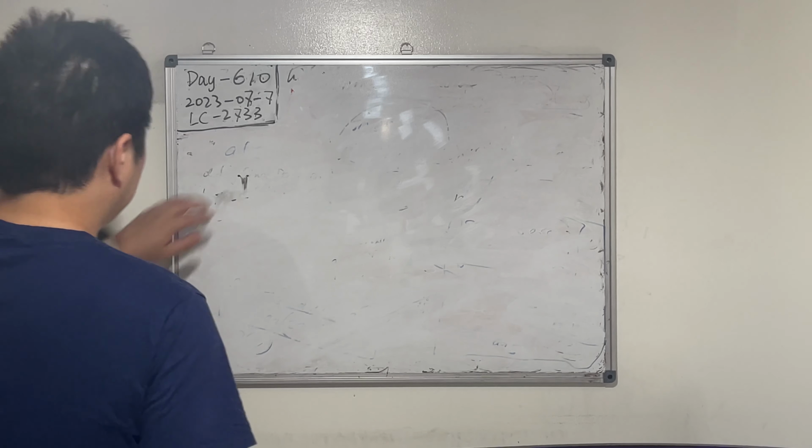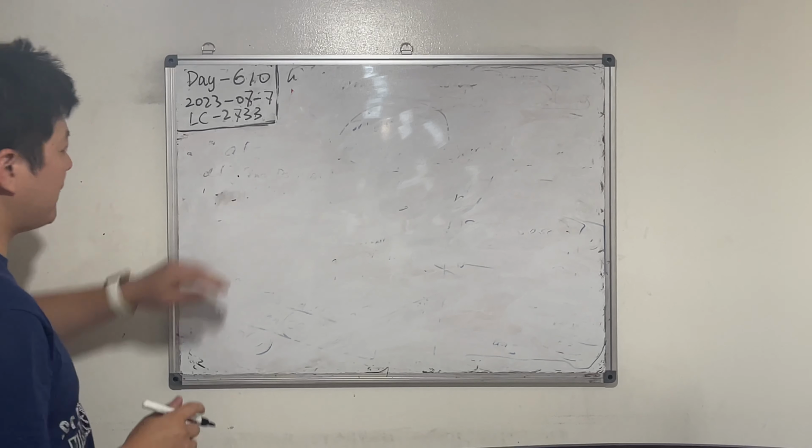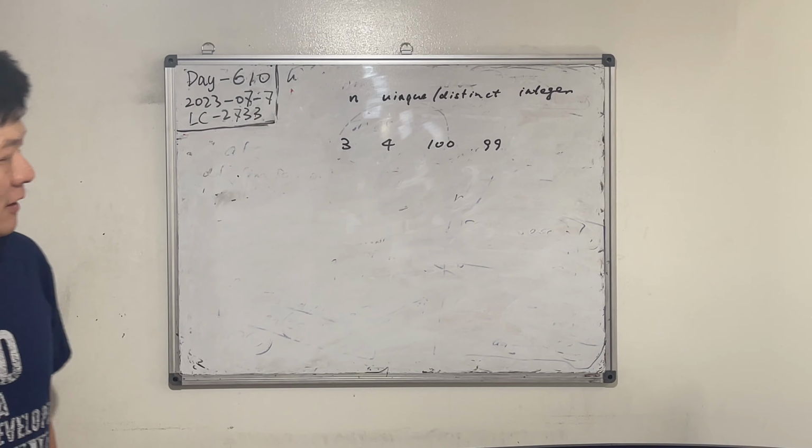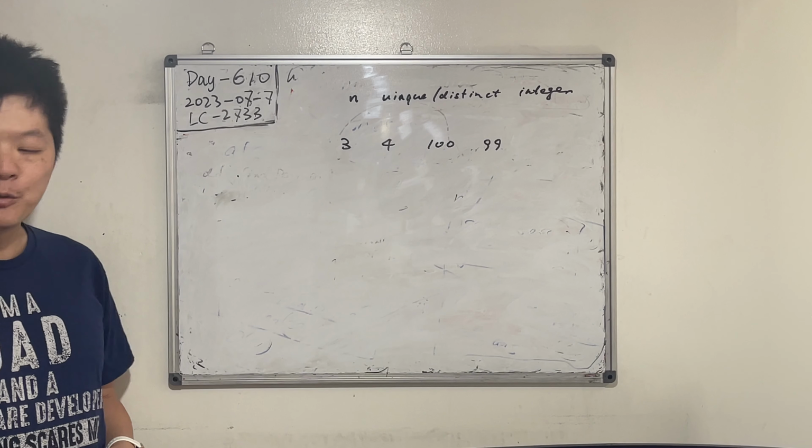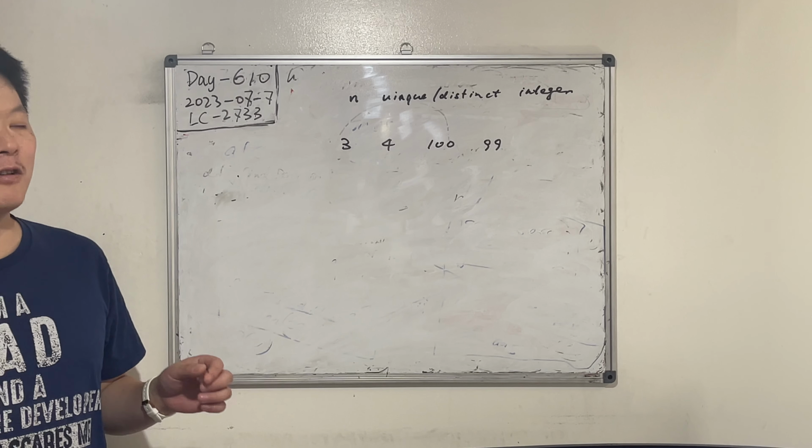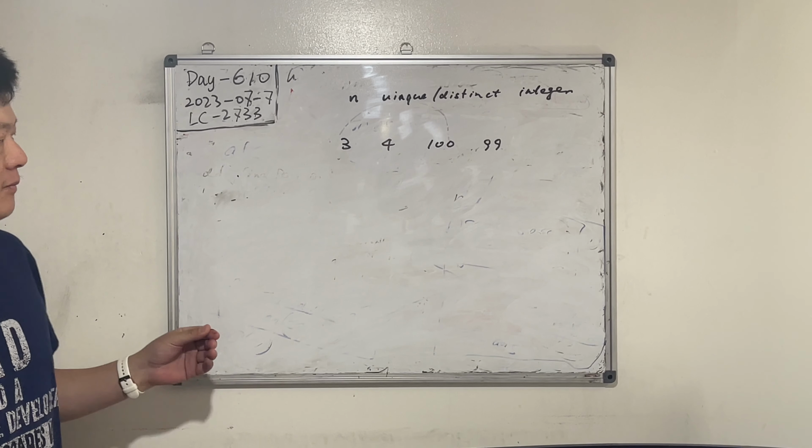Yeah. So we are given n unique, positive, distinct integers, for example, like 3, 4, 199. And I want you to come up with an approach to return any number which is not the maximum or minimum of the array.